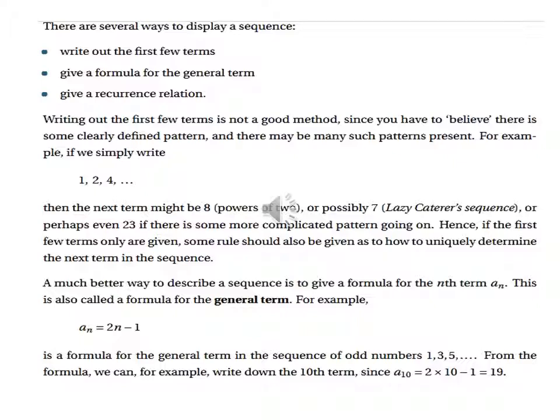A much better way to describe a sequence is to give a formula for the nth term a sub n. This is also called the formula for the general term. For example, a sub n equals 2n minus 1 is a formula for the general term in the sequence of odd numbers 1, 3 and 5. From the formula we can, for example, write down the 10th term, since a sub 10 equals 2 multiplied by 10 minus 1 equals 19.